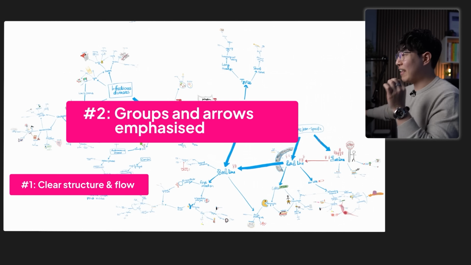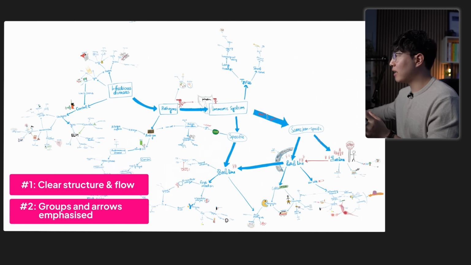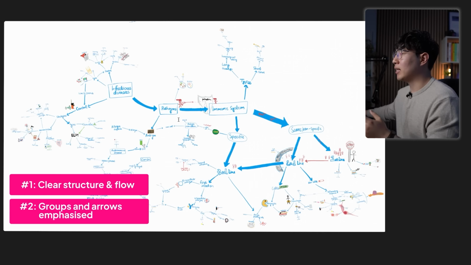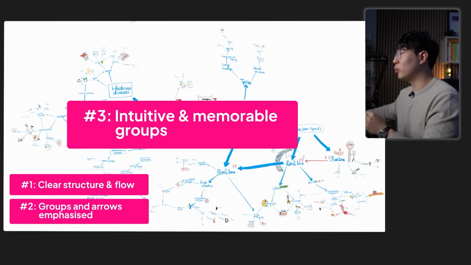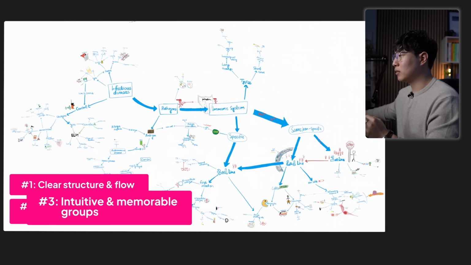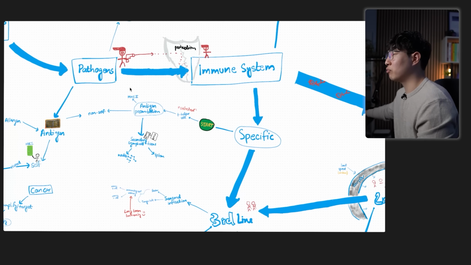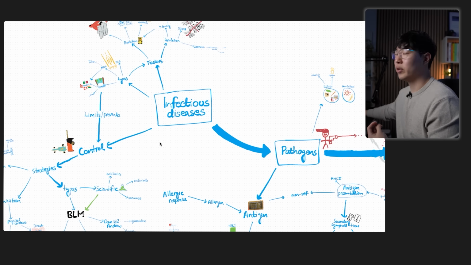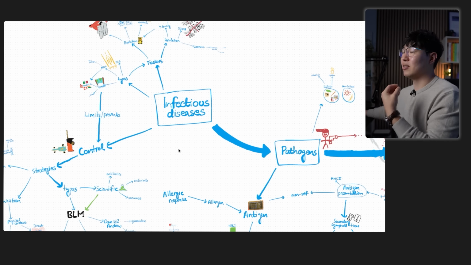Number 2, there's more emphasis to some groups and arrows over others. For example, you can see that these arrows are a little bit thicker compared to, for example, these arrows. That visually indicates the importance of information and relationships. And this last one is harder to notice, but the groups themselves are more intuitive and easier to remember. So if we zoom in a little bit here, we can see that the actual name of the groups that have been used are not always the same terminology that is taught for the topic. They've actually relabeled the group so it makes more sense for them at an intuitive level.